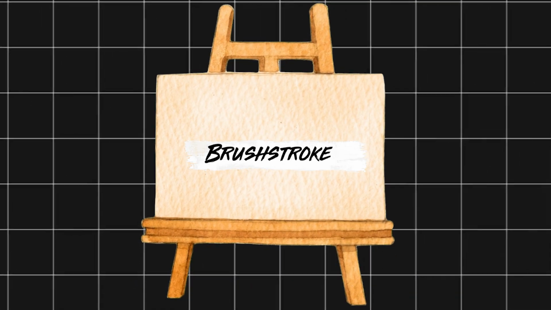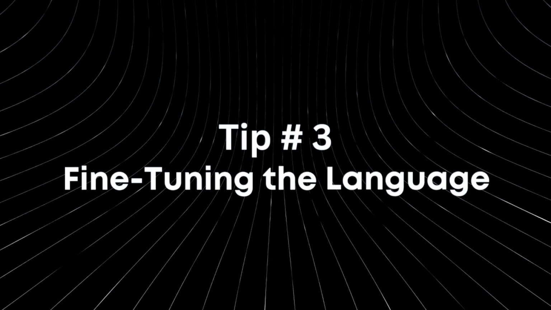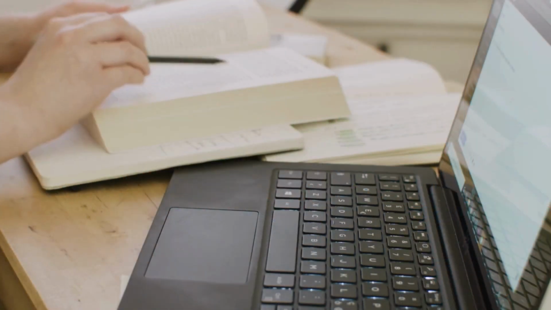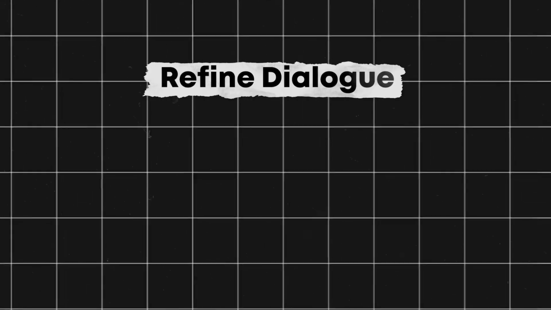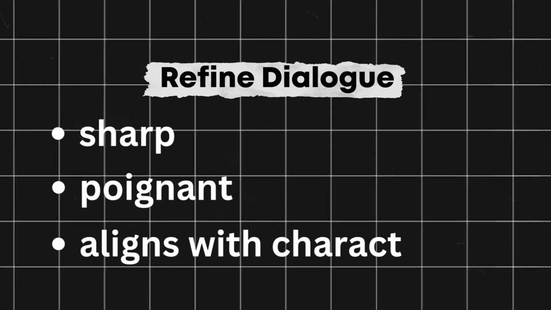Now, let's fast forward to the revised manuscript after the developmental edit. At that point, we transitioned to line editing, a more detailed and intricate process, somewhat akin to adding delicate brushstrokes to a canvas. Tip number 3, fine-tuning the language. Line editing hones in on the language. Check out the sentence level. I worked, for example, to refine every single line of Jake's dialogue with Kavanaugh and Connors to make sure that it's sharp, poignant, and aligns with his character voice.